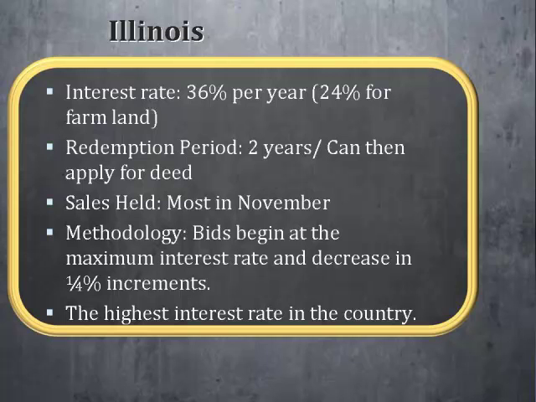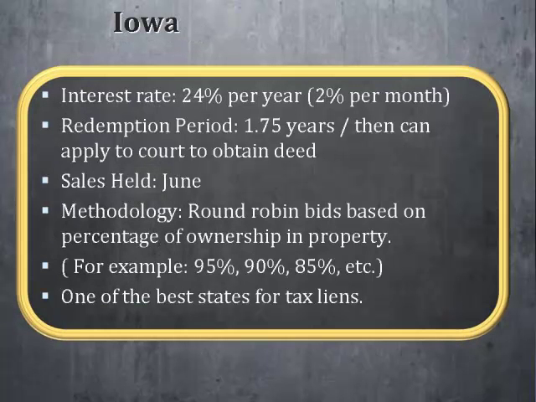So you have that. Illinois, 36%. So when you're thinking long term, you can think that. Iowa also long term on the 24%, 2% a month. You see the redemption period is a little under 2 years, right? So Iowa, again, a long term state. It's a wonderful state for tax liens, and I like it as a long-term state. Just again, what we talked about, just be aware of that. Bidding down the ownership scenario, right?